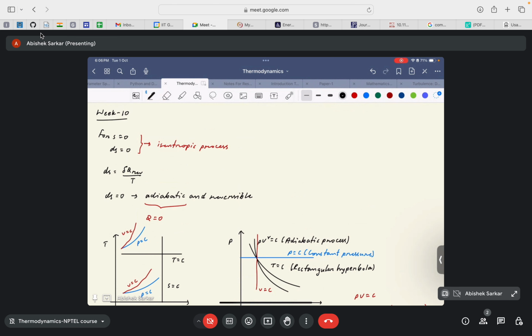So welcome back to week 10 of the problem solving session for the thermodynamics course. In this week again we will be continuing with the concepts of entropy, and we will solve some problems related to entropy generation. We will see what entropy generation means, and we will also look upon the principle of increase of entropy. So this is the content for this week's session.